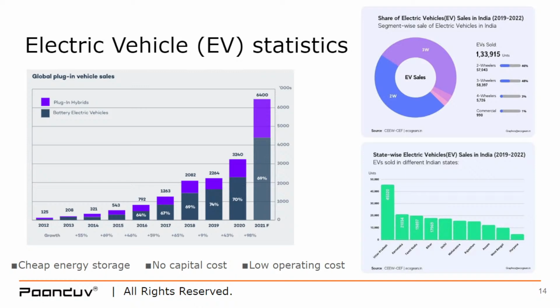So starting with electric vehicles themselves, the global sales of plug-in electric vehicles have doubled, a 98% increase from 2020 to 2021. Talking about India itself, more than 100,000 units have been sold since 2019, and most of them are two-wheelers and three-wheelers, and that is not a surprise given the developing economic nature of the country. And for those of you who are from India, the biggest chunk of these electric vehicles is currently sold in Uttar Pradesh.